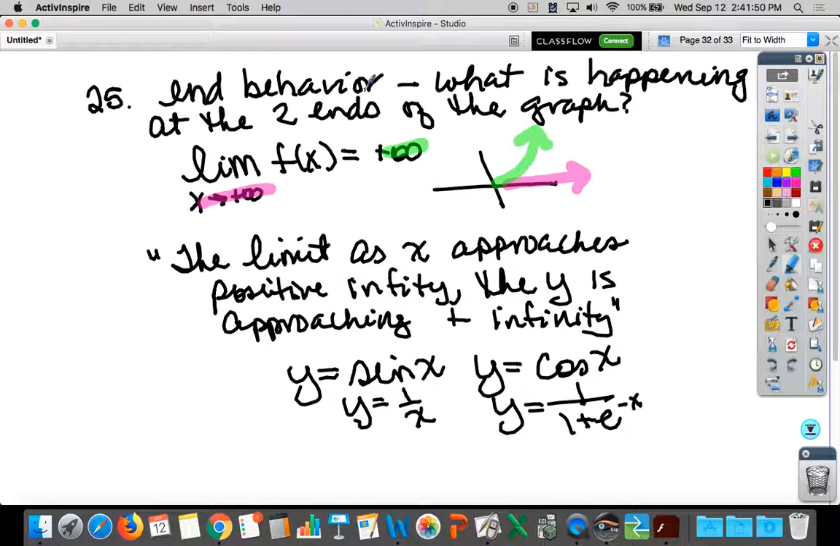All right, look at 25 for me. 25 is asking about end behavior, so I need to define that for you. It says the 4 functions that do not have this end behavior, and I've written it up here. Now, what I want you to write down in your notes is end behavior basically is what is happening at the 2 ends of the graph, and we're looking at the y portion of that. What is the y doing?